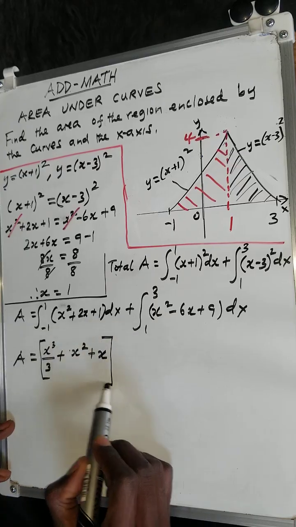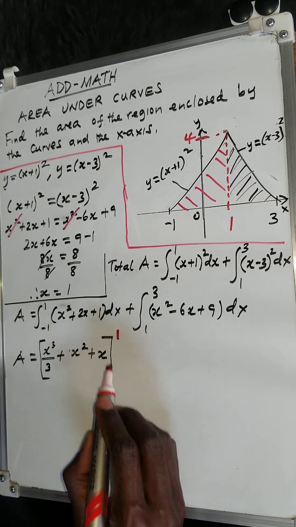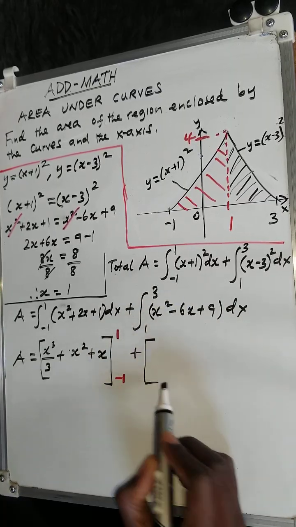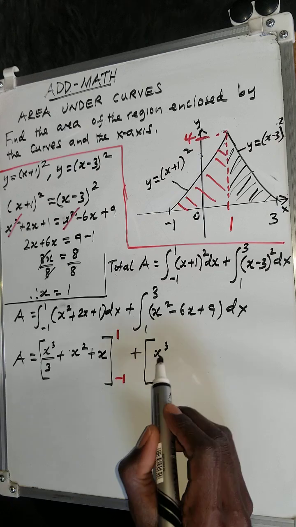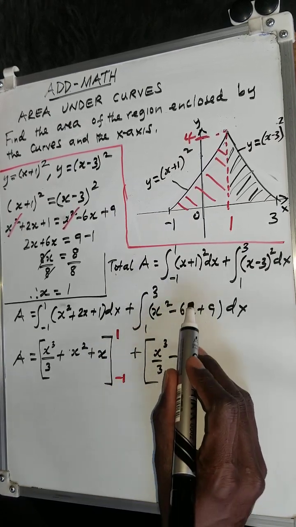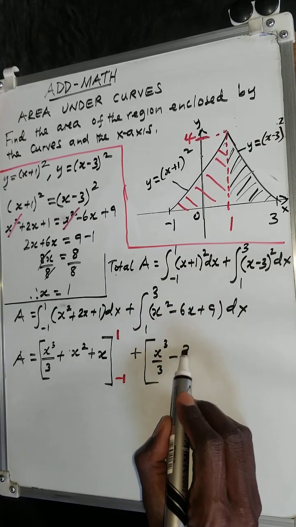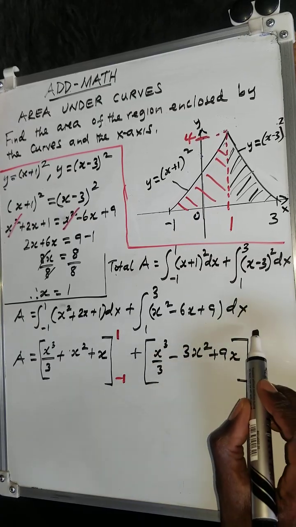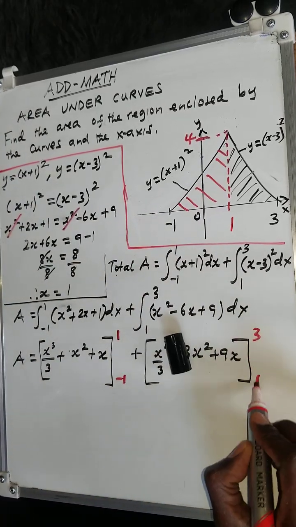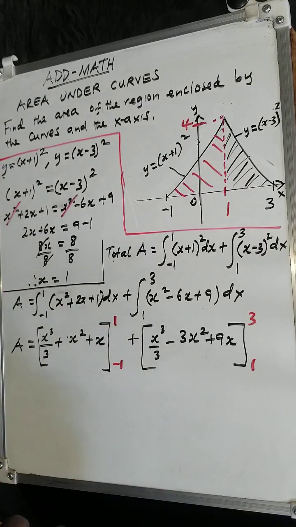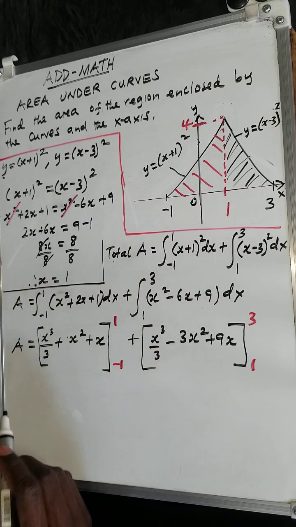Then you can replace your limits. In this case that is 1 and -1 plus. So we go to this one, we also integrate it, so that will give me x to the power 3 over 3 minus, if you integrate that, that is a 2 divided by 2, that will give us 3x squared plus a constant that will give you 9x, and the upper limit will be 3 and 1. Please, you can check out other videos in my ordinary mathematics in case you have forgotten how to integrate. Very important. So now what we can do, we can replace the upper and the lower limit.